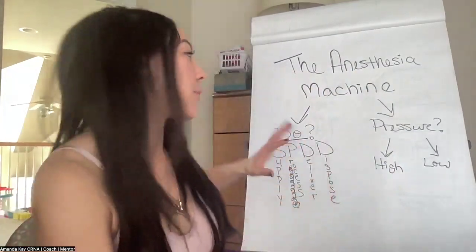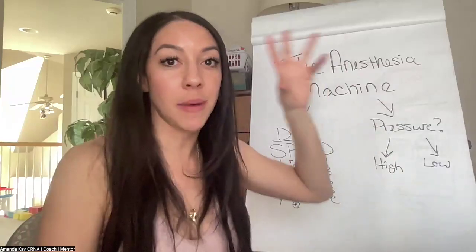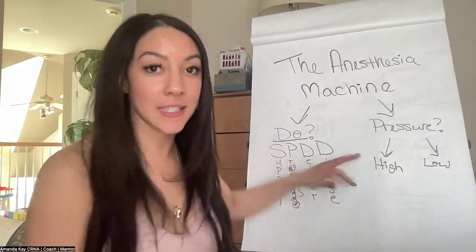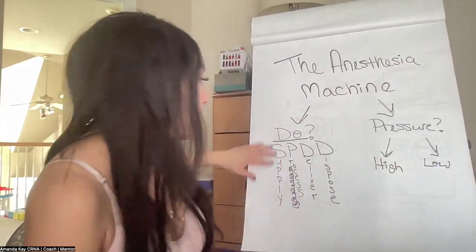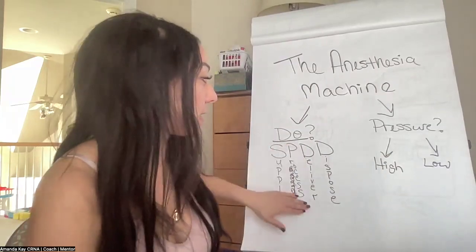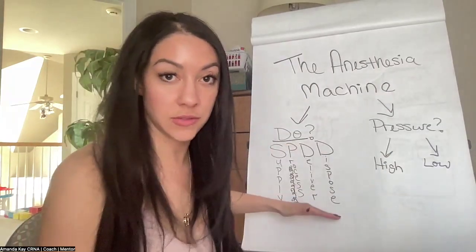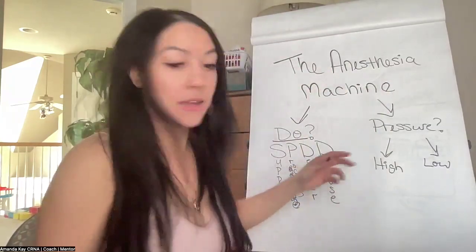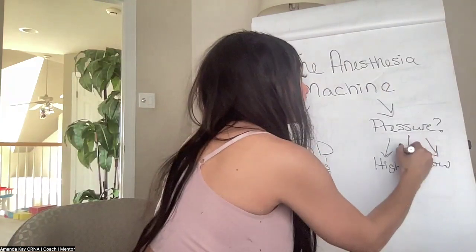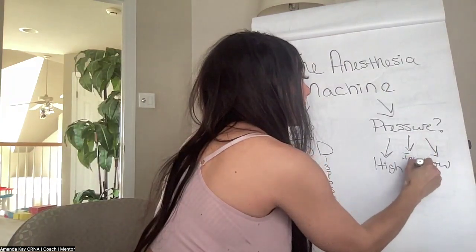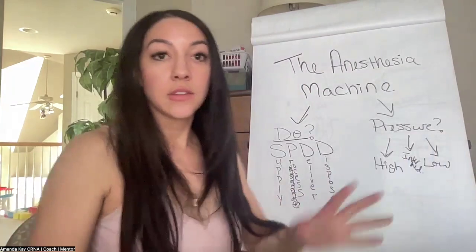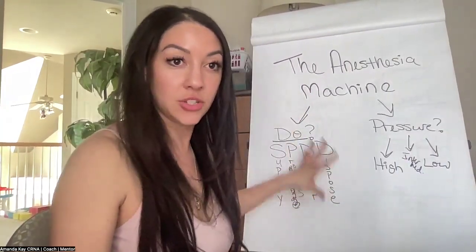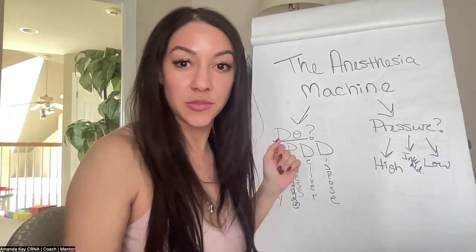So the anesthesia machine, I want you to think about it in two parts. I want you to think about what it is that it's doing. What does it do? I always use the mnemonic SPDD, SPUD, right? It supplies, it processes, it delivers, and it disposes of. I'll go through each one of those. And then you also want to think of it in terms of pressure. High, I forgot to write intermediate. High, then there's the intermediate pressure, and then we have the low pressure. So that is how I want you to think about the anesthesia machine in these two parts: what does it do, and what pressure system is it using?